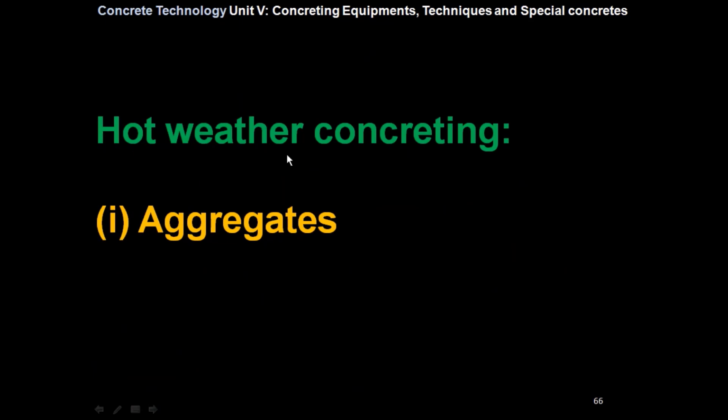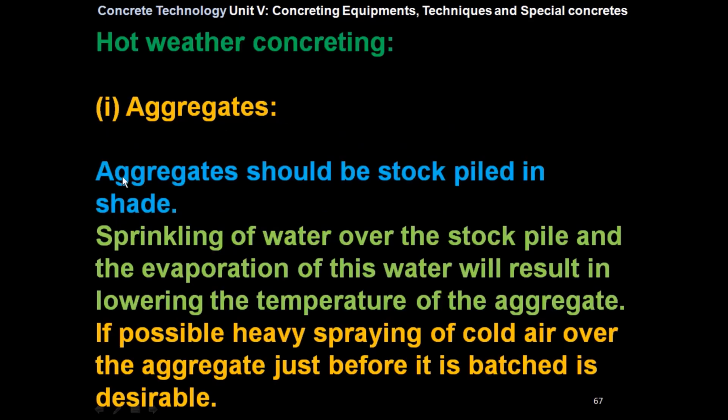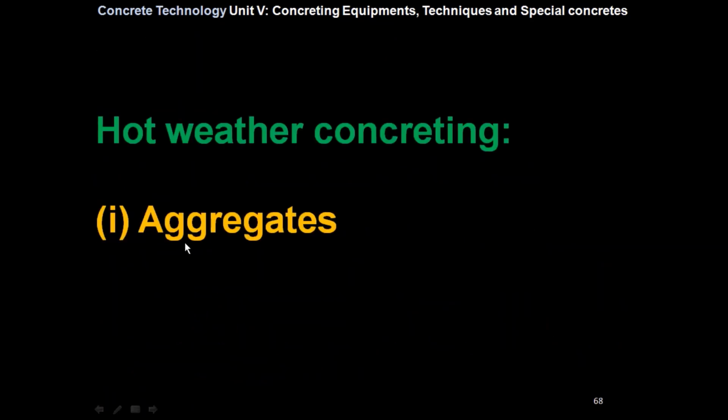So, hot weather concreting: first we will see the aggregates. The aggregate should be stockpiled in shade. Sprinkling of water over the stockpile and the evaporation of this water will result in lowering the temperature of the aggregate. If possible, heavy spraying of cold air over the aggregate just before it is batched is desirable. So we have seen the aggregates.